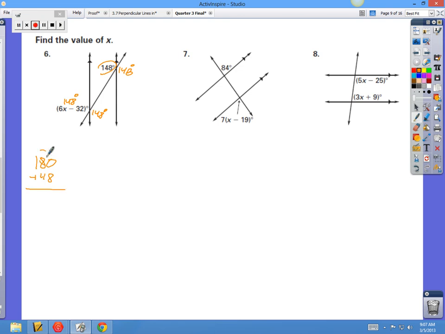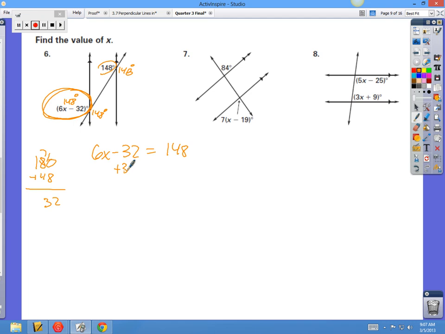So they're going to be 32. They're all going to be 32, the little skinny ones. But you can stop right here because you got what you need. You know that this angle has to be 148. So your algebra is going to be this. 6x minus 32 has to equal 148. So what does x have to be for that to be true?